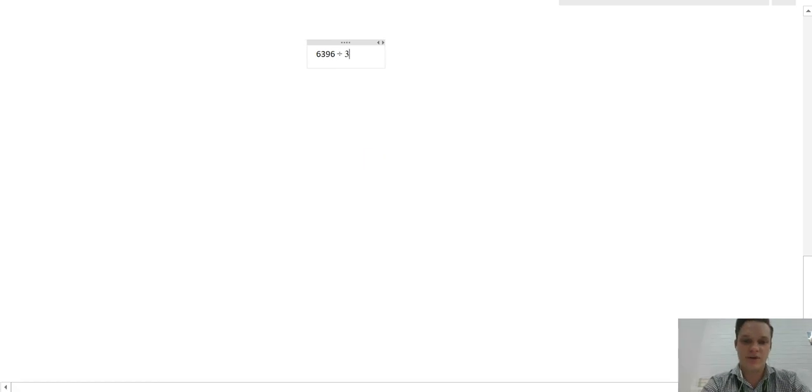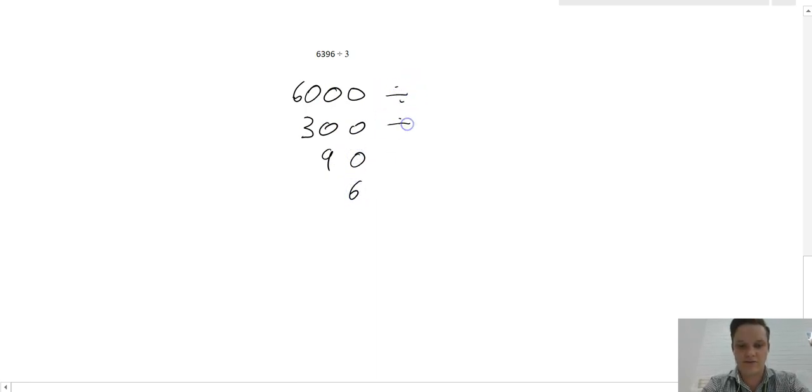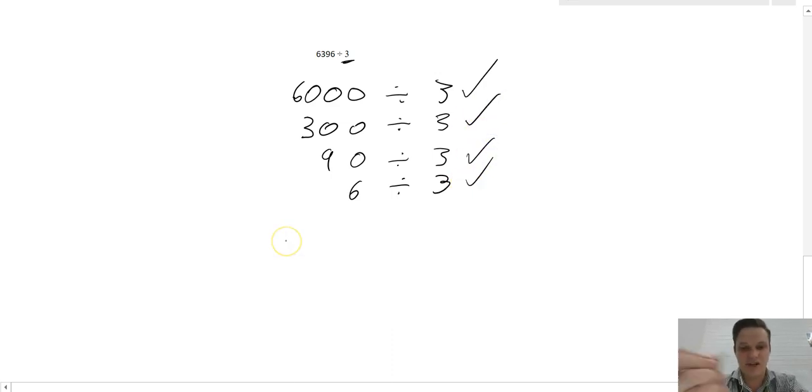First step, we need to break it up into our place values. We have our 6,000, we have 300, we have 90, and we have 6. So we're looking at dividing them all by, what's our number that goes into all of them? 3. Now, I know I can do that because 6 is a multiple of 3, 300 is, 90 is, and 6 is. So we can do all of them.